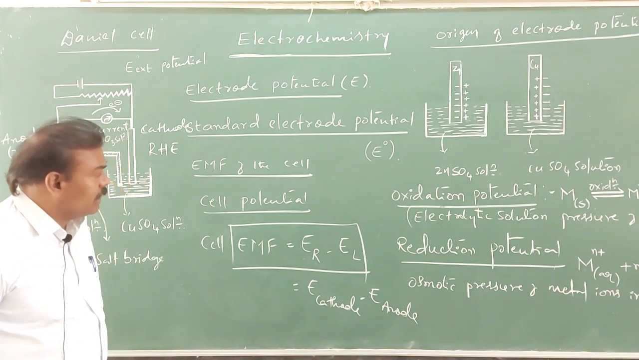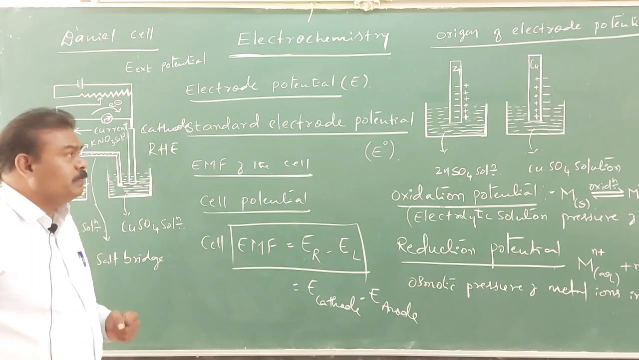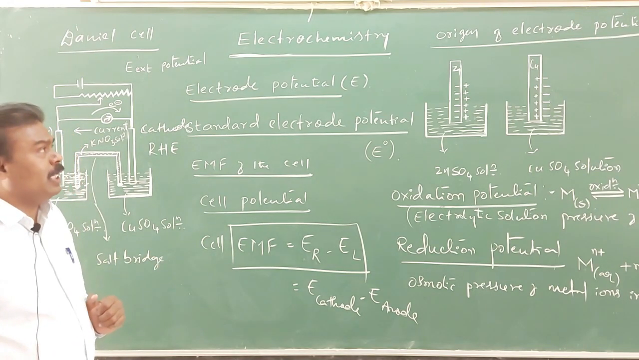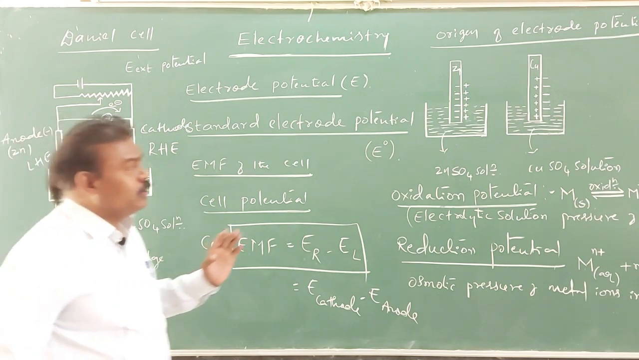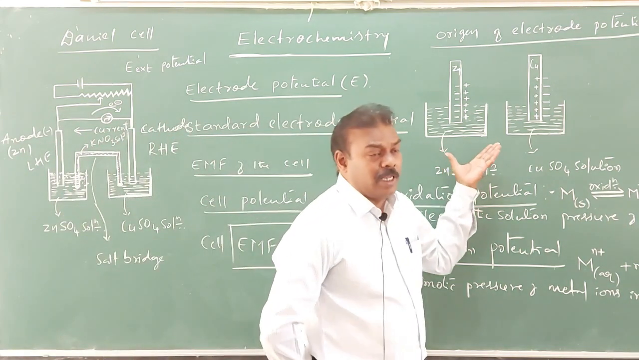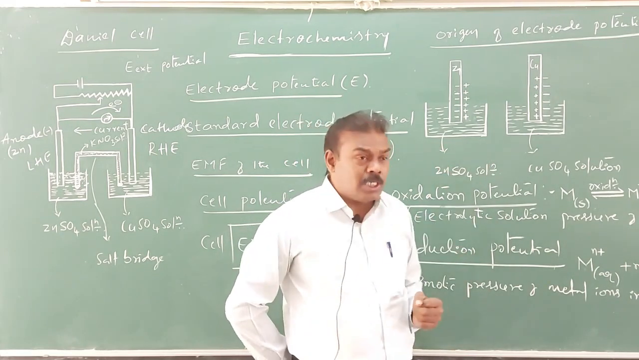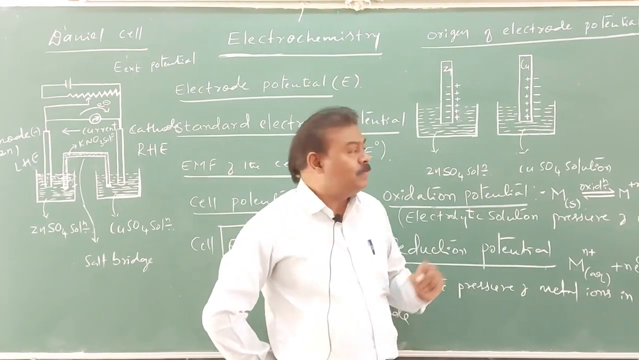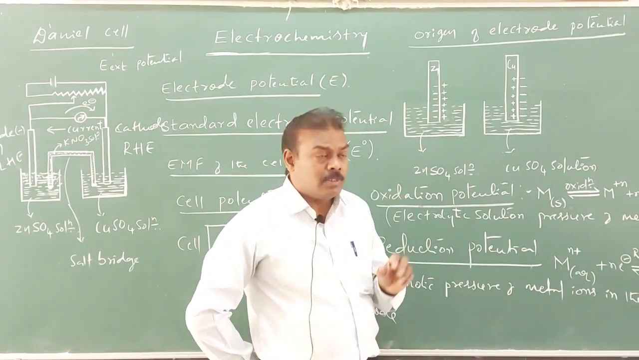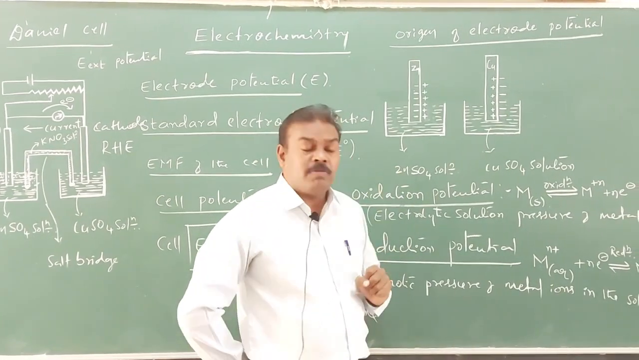So this is regarding the concept of electrode potential, standard electrode potential, and origin of the electrode potential. We should understand this point carefully. It is very important. How is that potential developed? It is the formation of an electrical double layer on the electrode, which is responsible for the development of the electrode potential.